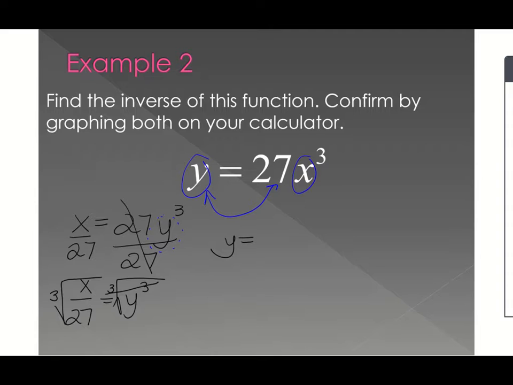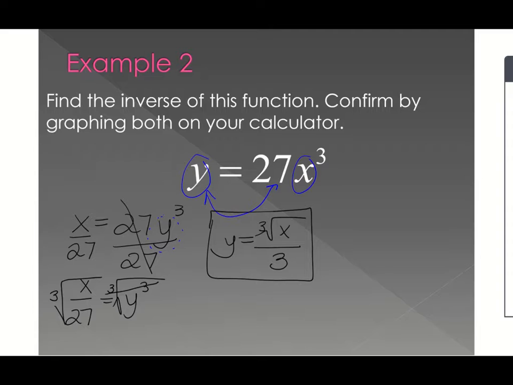And then if I take the cube root of x and the cube root of 27, I have the cube root of x over 3, because the cube root of 27 is 3. So now this would be my inverse. y equals the cube root of x divided by 3.